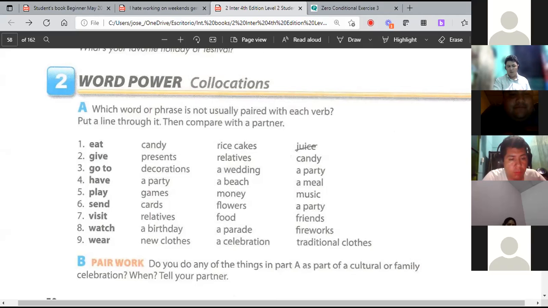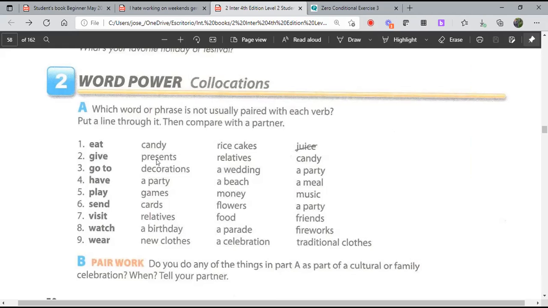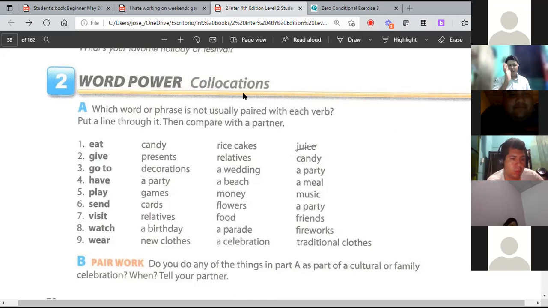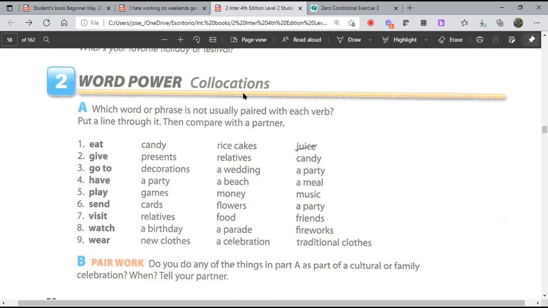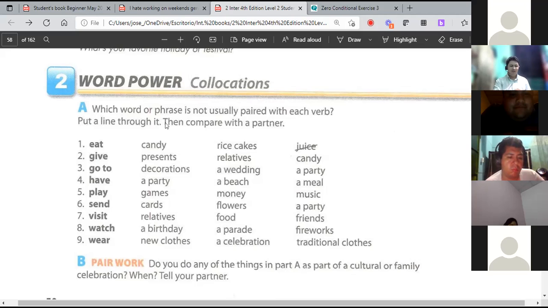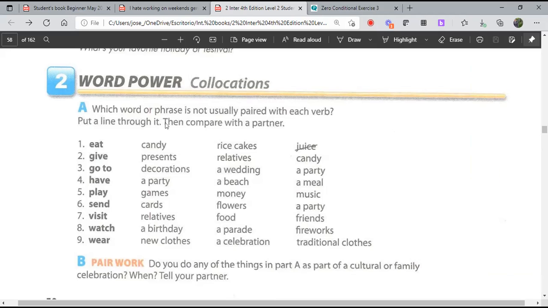Las posibles variantes que puede tener una frase y con las palabras que se puede conjugar, eso es una collocation. For example, number two, we have give, we have presents, relatives, and candy. My question is, which one is the one that does not belong? ¿Cuál es la que no casa ahí de la palabra give with those phrases? Relatives, because those relatives are your family members, correct. No son los relativos, Mr. Jimenez, que los números, all right? It's your extended family, okay? Sus familiares, extended family, all right? Correct, because we say give presents, give candy.